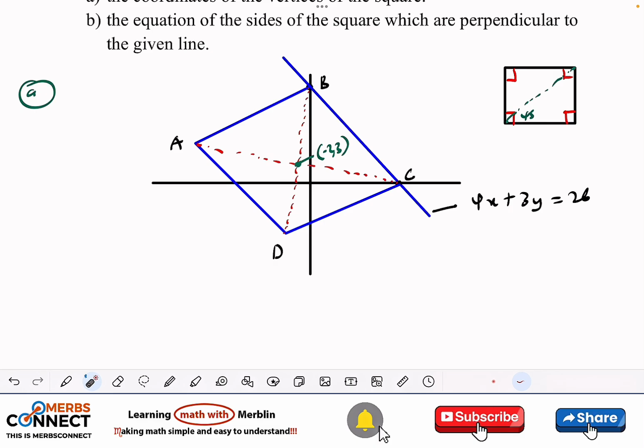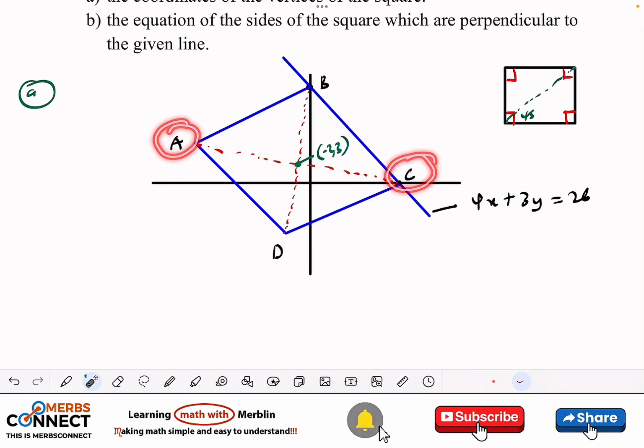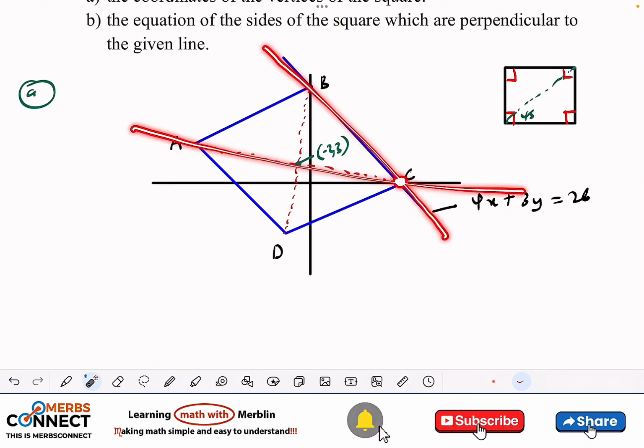But remember, if we know that the angle here is 90, the slope of this is the negative reciprocal of this. But we don't need that. We want to get the slope of this so that we can use the point here to find the equation of this line. As soon as we get the equation of this line, which is AC, we can solve this line and this line simultaneously to get the coordinate for C, because they are meeting at this line, right?